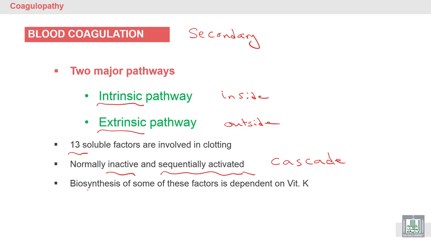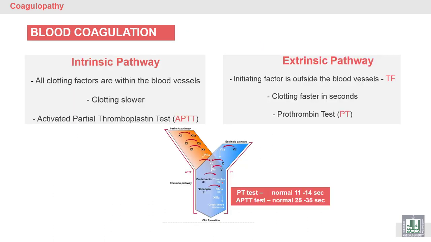For biosynthesis of these factors, some depend on vitamin K. Most of the coagulation factors are formed in the liver, as we will mention later. Blood coagulation, intrinsic pathway: all coagulating factors are within the blood vessels. Clotting is slower, so it is a long pathway starting from factor 12.